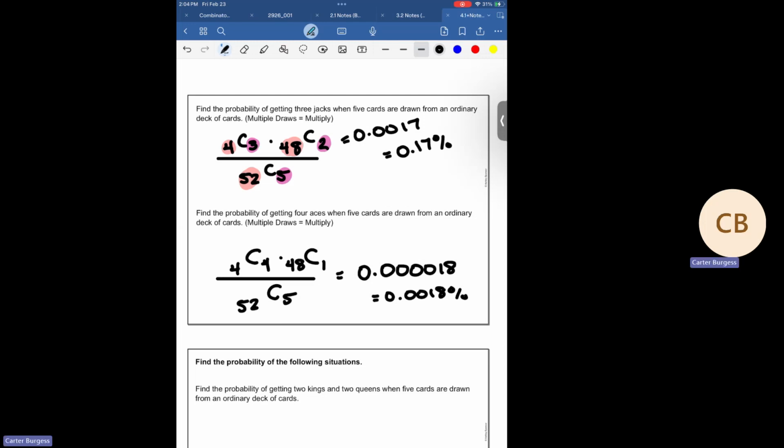So, again, the problem is really 4 choose 4. We have 4 options for aces, and we want to choose all 4 of them.